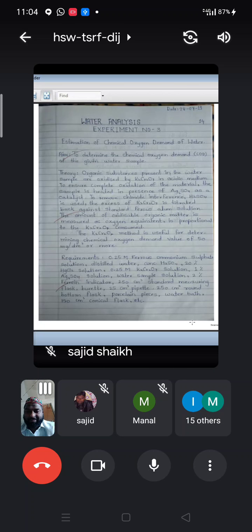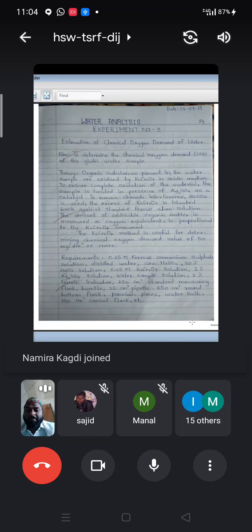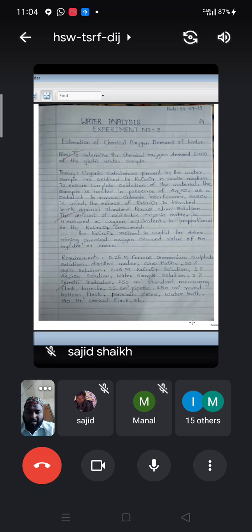Any organic substance present in the water can be oxidized by K2Cr2O7 in the acidic medium. K2Cr2O7 is nothing but potassium dichromate. Last year in SY we have seen the reaction using K2Cr2O7 in the acidic medium, meaning the potassium dichromate is used as an oxidizing agent.